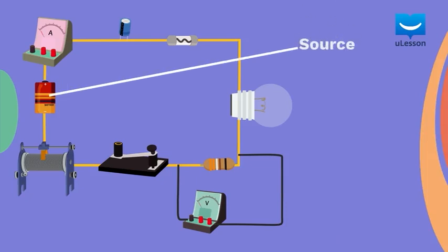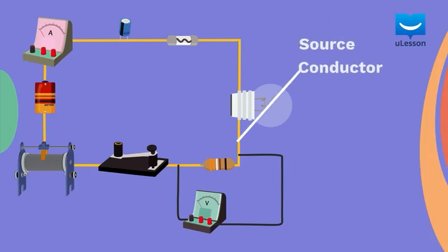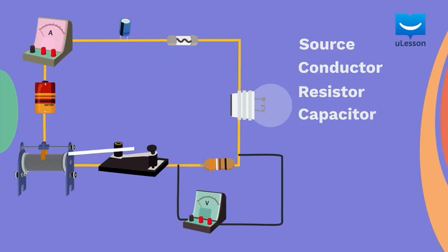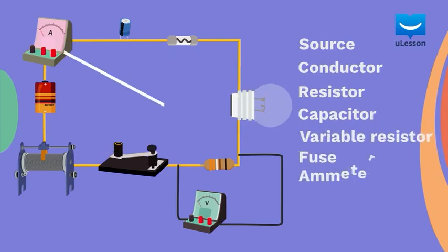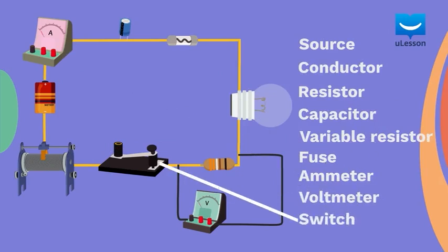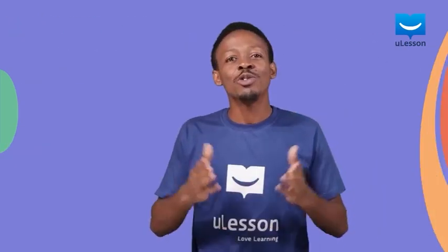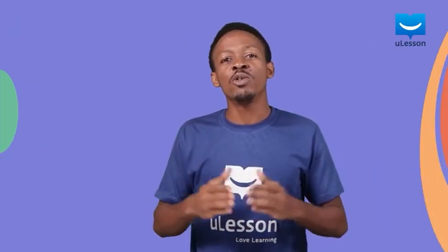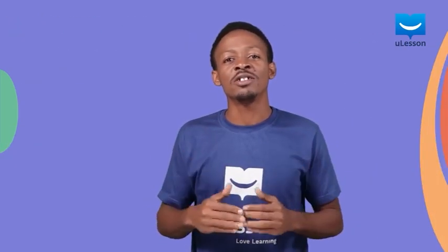There's the source, the conductor, the resistor, the capacitor. Over here we have the variable resistor and the fuse and an ammeter. And finally we have the voltmeter and the switch. Easy as 1, 2, 3. Go through these and you'll be on your way to understanding electrical circuits in no time.